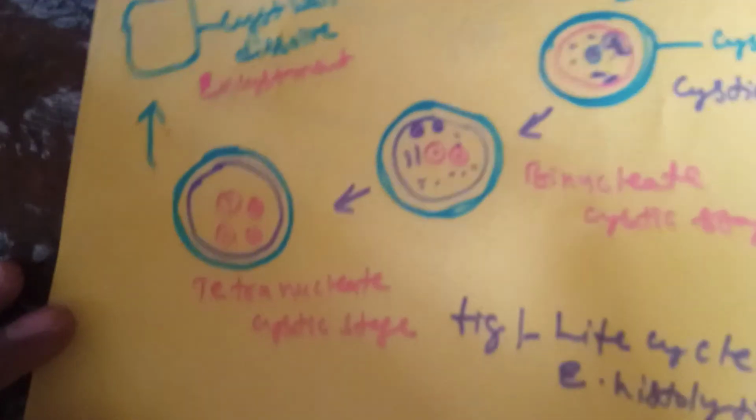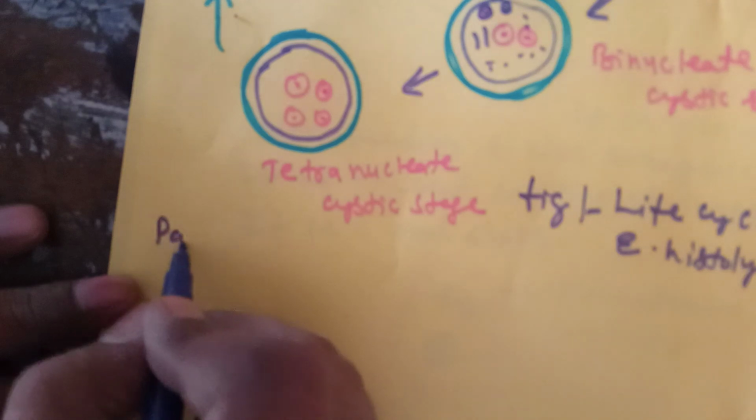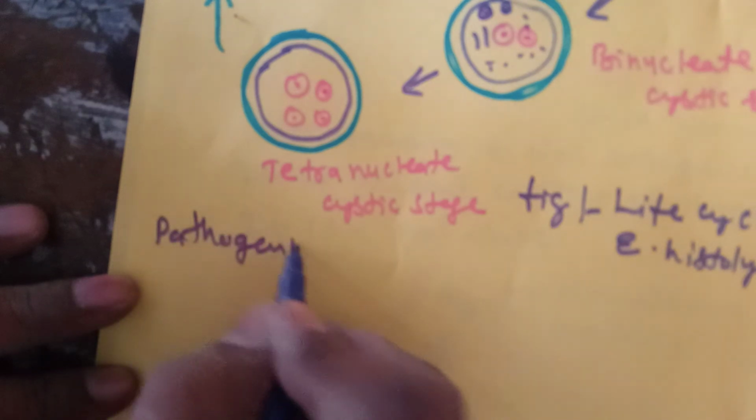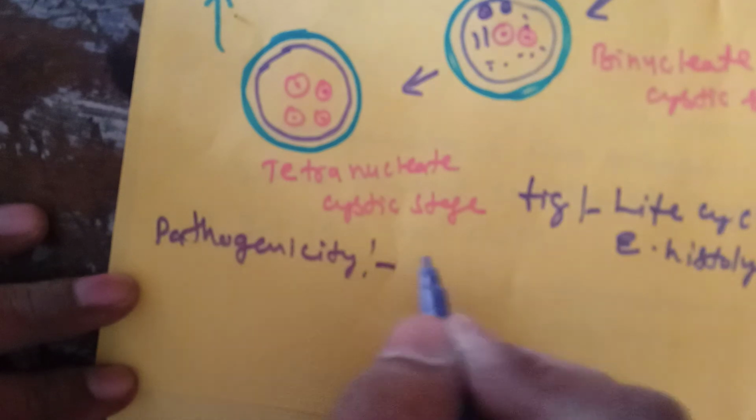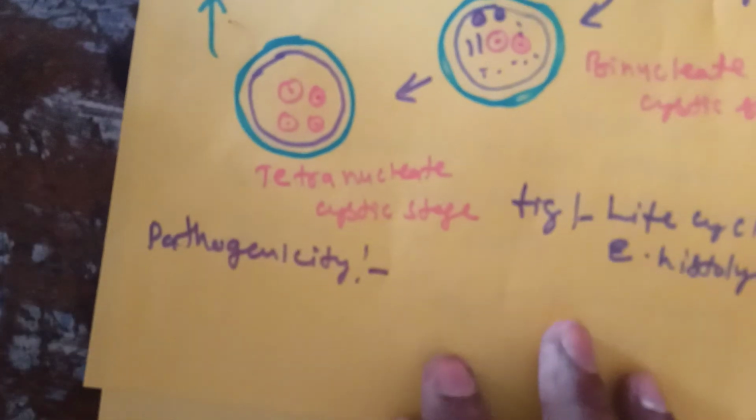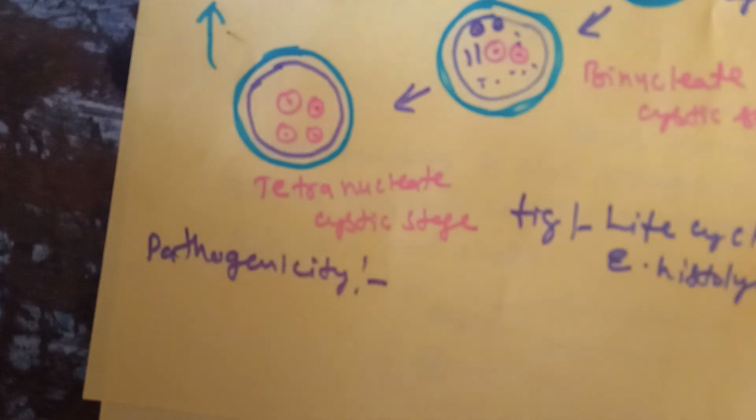Next, pathogenicity. When this parasite is present in our body, what happens? When the adult trophozoite releases the histolysin enzyme, it dissolves the intestine layer, absorbs the epithelial cells and blood material, and cell debris occurs, with wounds forming in the intestine wall.